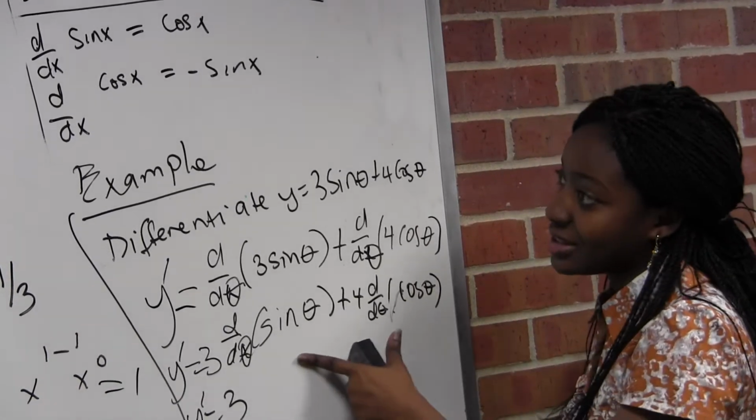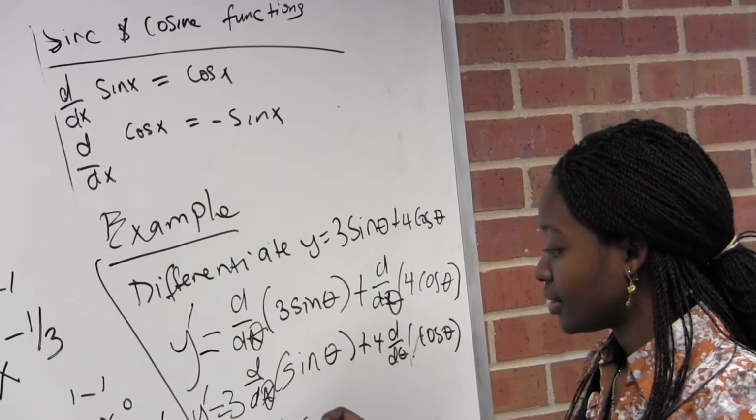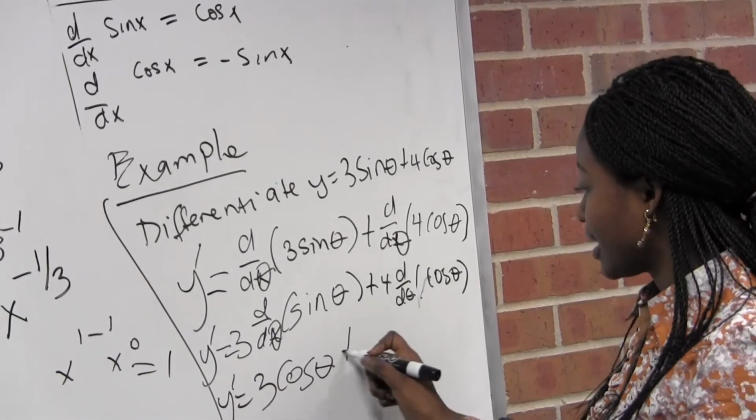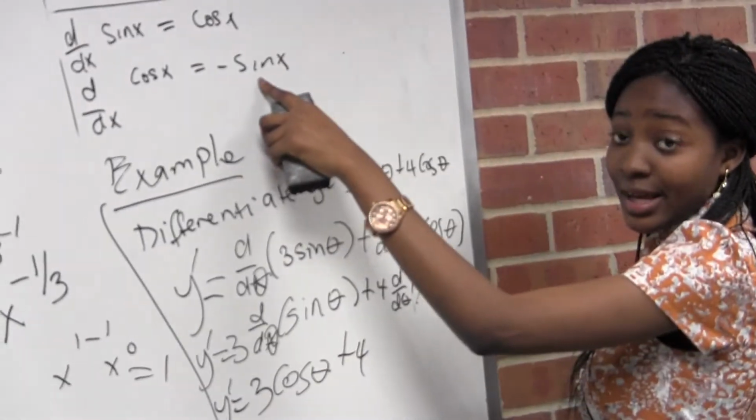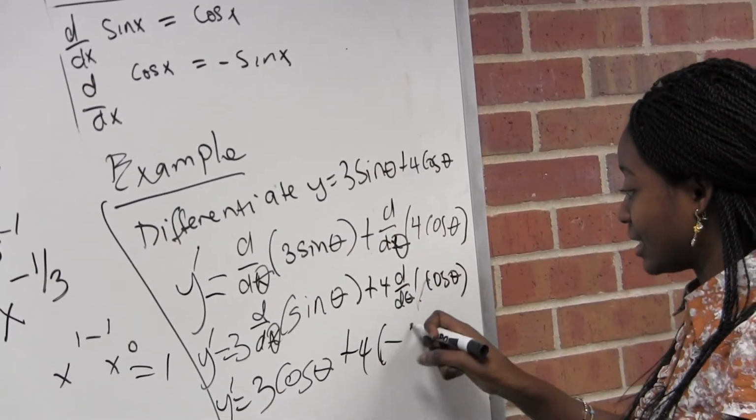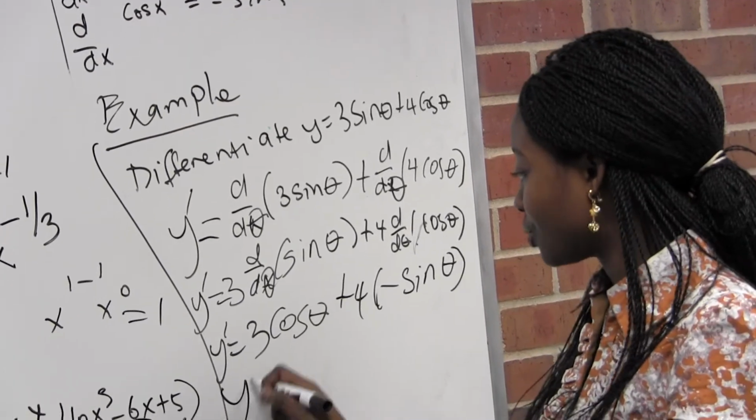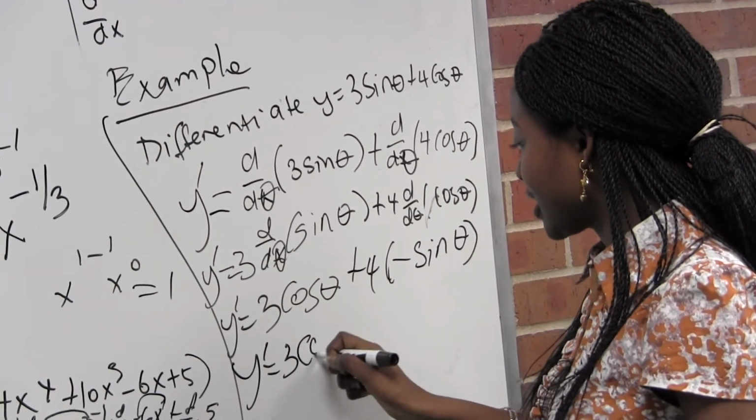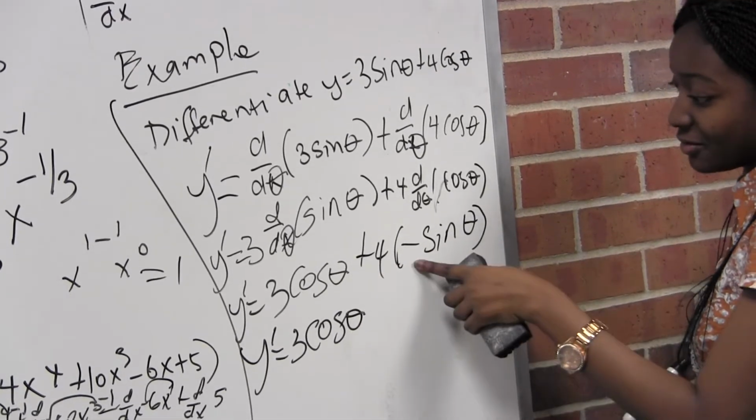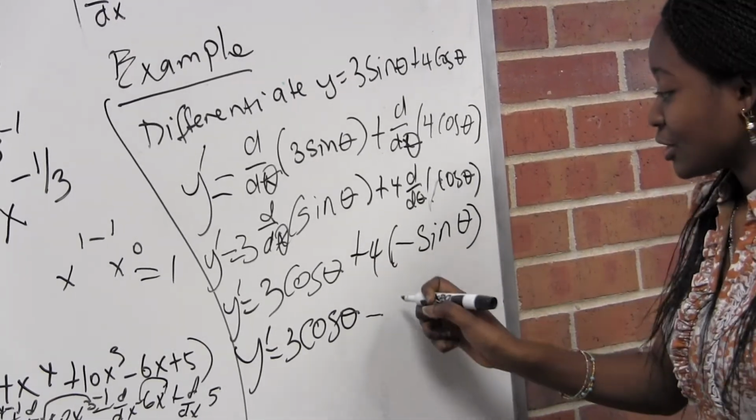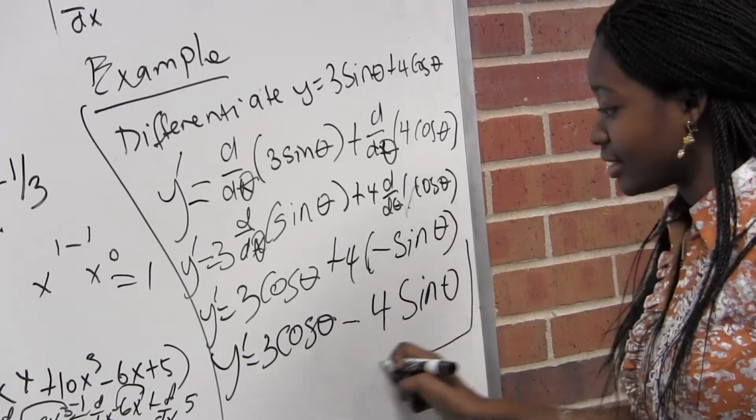So my y prime gives me 3. What is the derivative of sine theta? Back to what I have here, right? It's just going to be cosine theta, right? And then I have my 4. What is the derivative of cosine theta? It's negative sine. So I'm going to have my negative sine theta. So here I have y prime is equal to 3 cosine theta, right? Now, positive times negative gives me what? Negative, right? So now I have minus 4 sine theta. And this is the final answer.